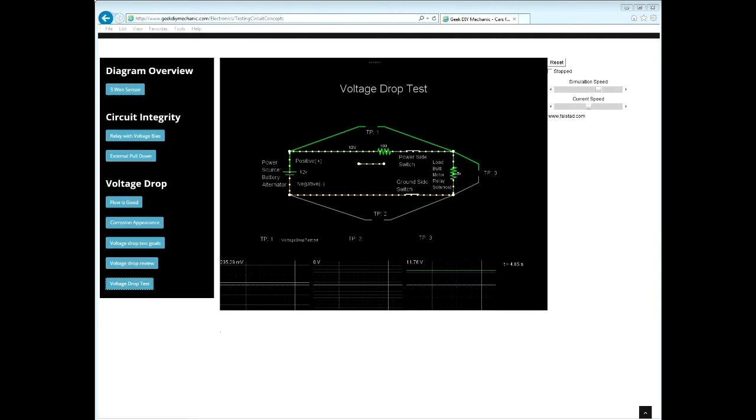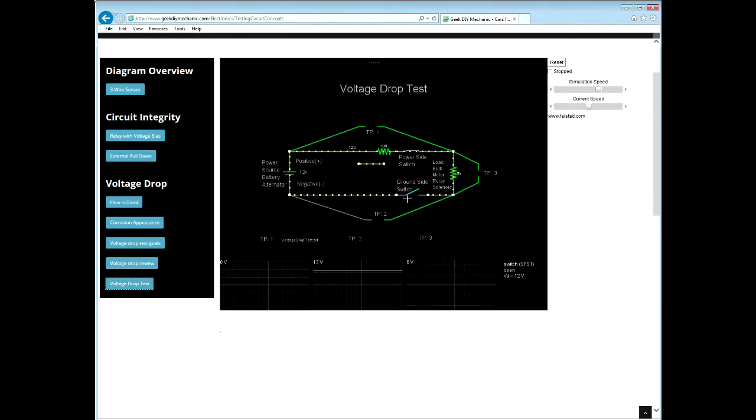For the heck of it, let's flip the ground side switch, stopping current. Let's pause for a second and let the scope settle. Notice how we are now fooled by the reading at test point 1. It reads 0. Yet we know there's an inappropriate voltage drop in this leg of the circuit. Again, current must be flowing for the voltage drop test to function correctly.